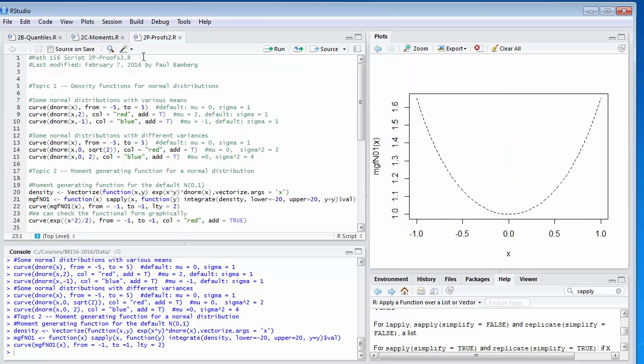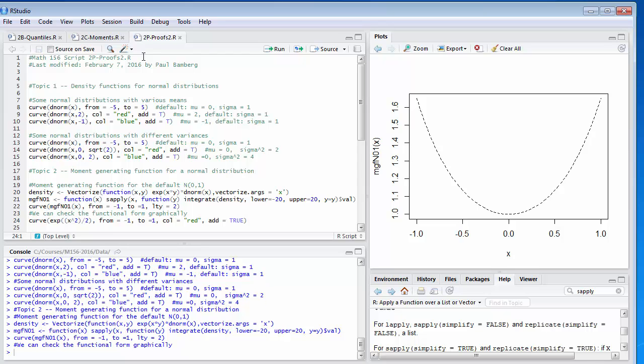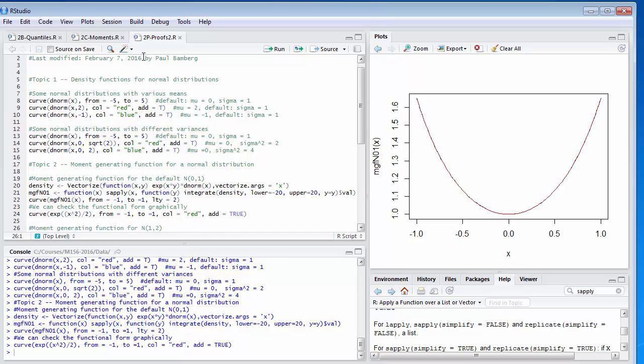Okay. So I've graphed that function in the next line, and there it is. Hey, that looks like a parabola, doesn't it? And that's exactly what I proved in one of the proofs for week 2. And to confirm that it's exactly right, that is, that I get e to the x squared over 2, I graph that function in a different color. I overlay it. If one curve obliterates the other, then the two functions I'm graphing are the same. This has become my standard technique for showing that two functions are equal when using R.